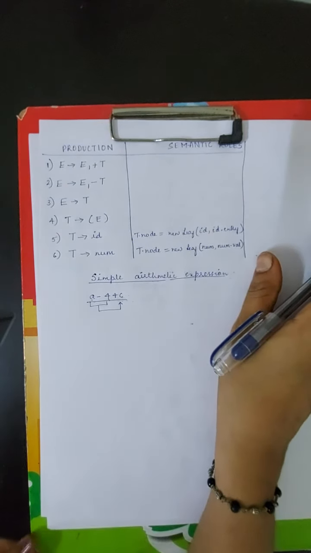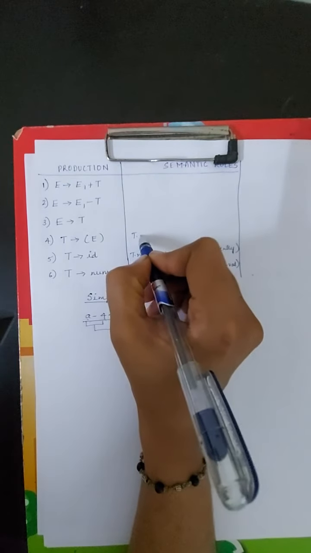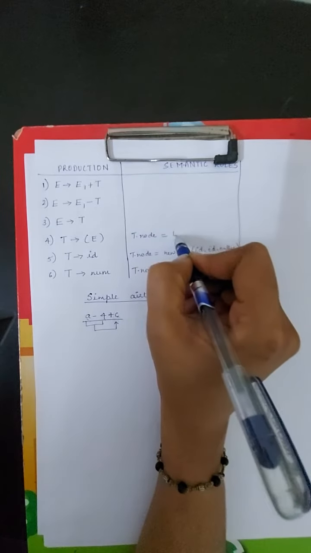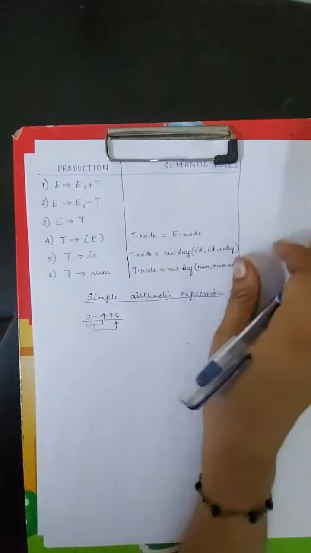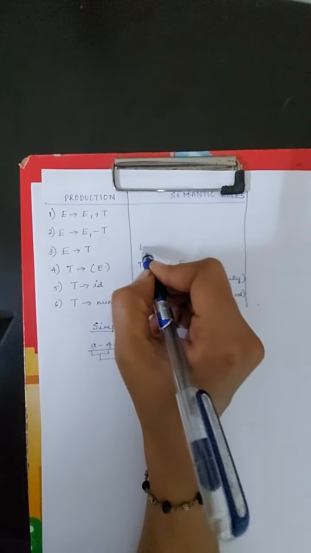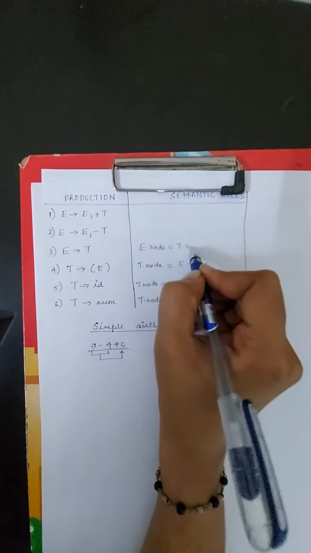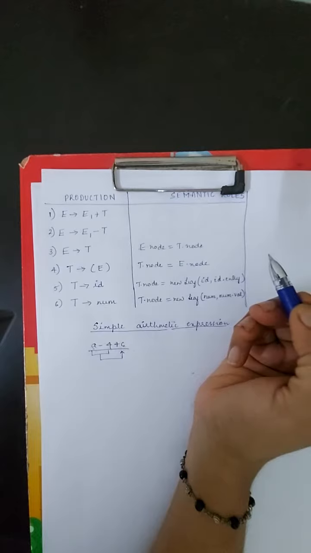So I told you that it uses only synthesized attributes. So t dot node will be equal to e dot node for this production, and for this production e dot node will be equal to t dot node. The value of t dot node will be sent to e dot node.